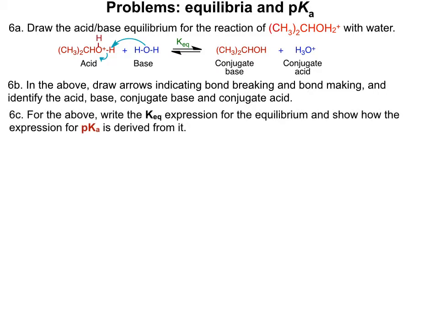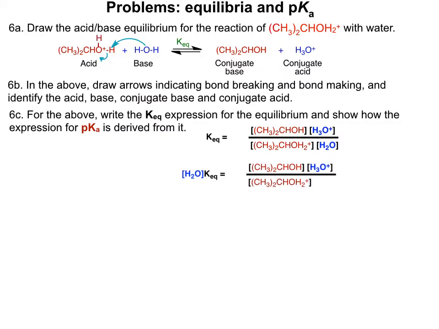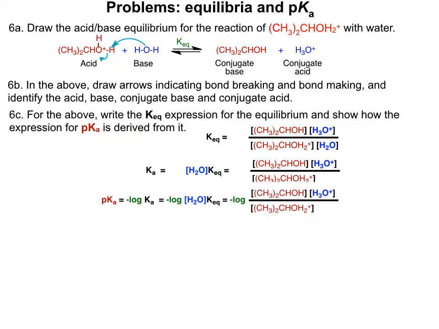For the above, write the Keq expression for the equilibrium and show how the expression for pKa is derived from it. So there's the Keq, which you've done before. Multiply both sides by water and you get this expression. And the concentration of water times Keq is defined as Ka, so that gives us this expression. And then we take the negative log of both sides, and that gives us this expression. And the negative log of Ka is defined as the pKa. So we've shown how the pKa was derived.